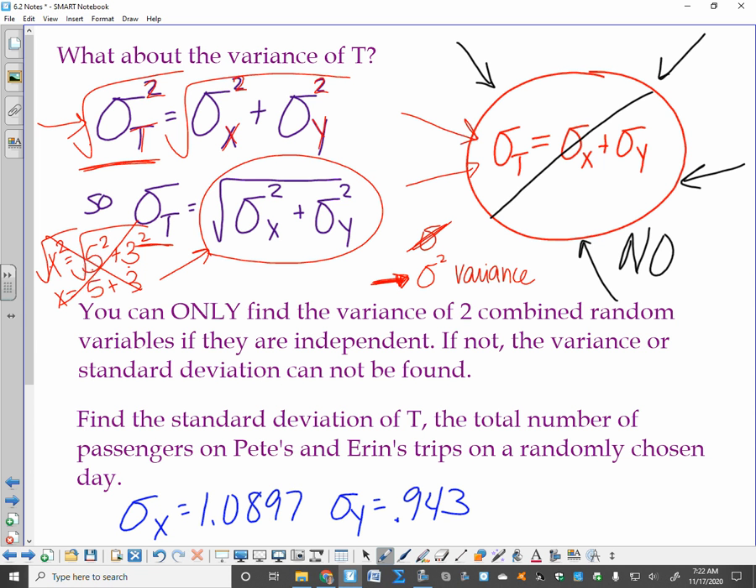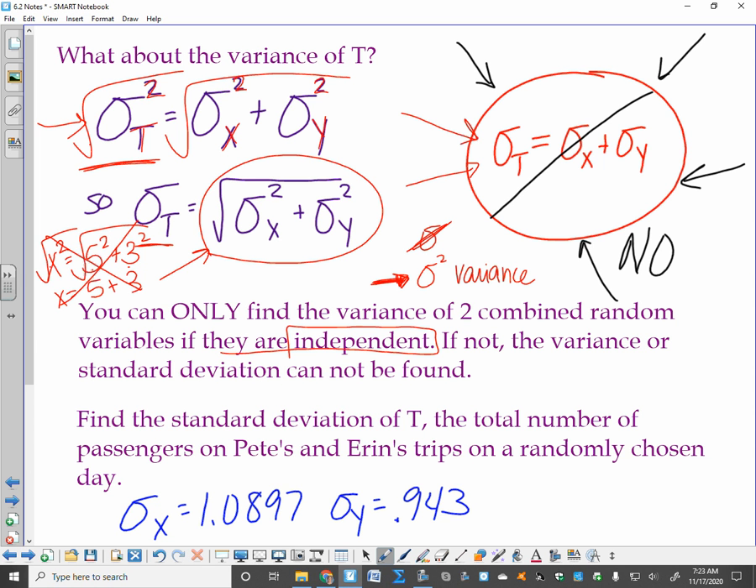You can only find the variance of two combined random variables if they are independent. That's another nice little catch. They have to be independent. If they're not, the variance or the standard deviation of the two combined cannot be found. Those two variables have to be independent. Now, Pete and, what was her name? Aaron. Pete and Aaron live in two different parts of the country, so they're very independent. One does not depend on the other.